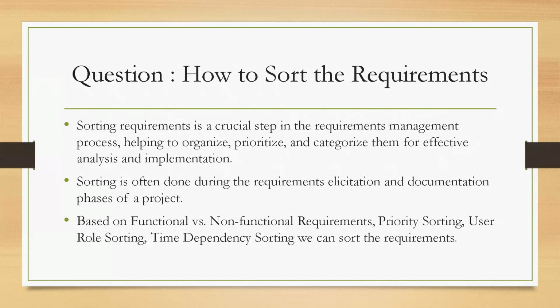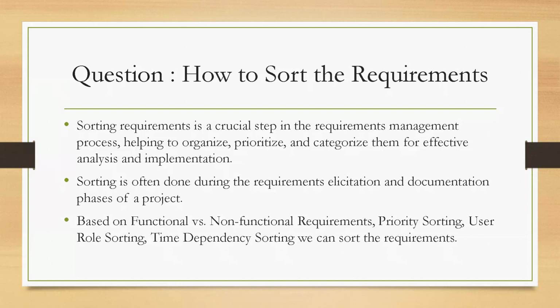And the next question is how to sort the requirements. Sorting means rearranging the requirements, for example in alphabetical order. Why do we need to sort the requirements? To remove redundant requirements. Redundant means duplicated or repeated requirements. As a BA, we document the requirements, right? Whatever requirements we gathered from the client, each and every one will be documented.